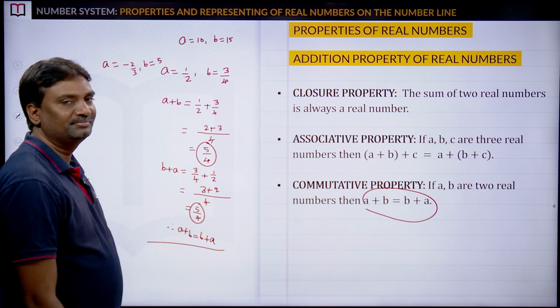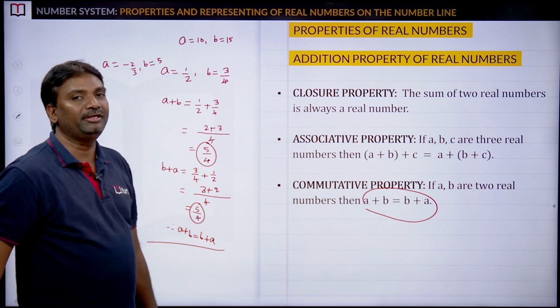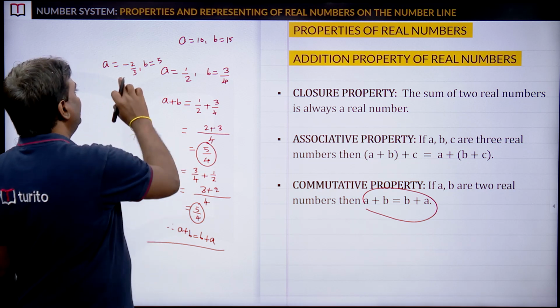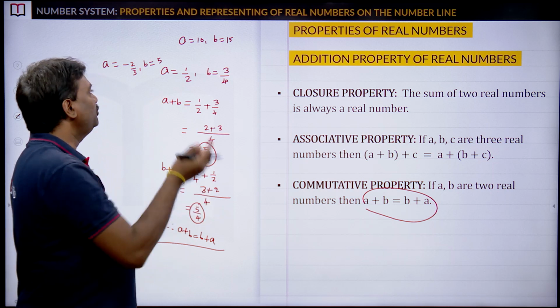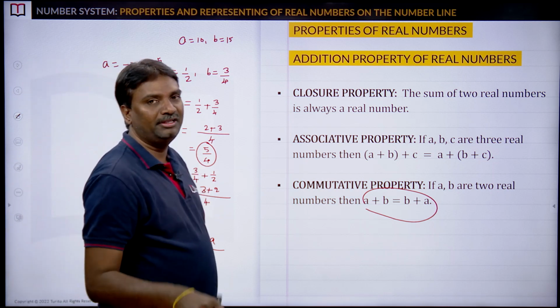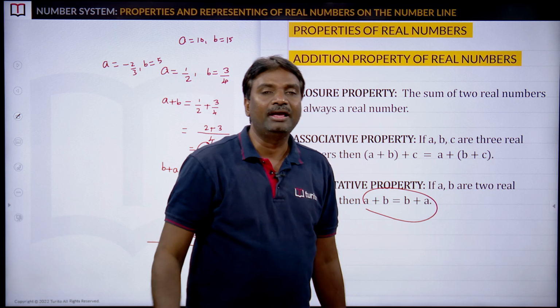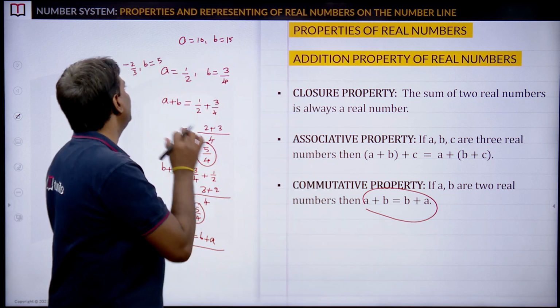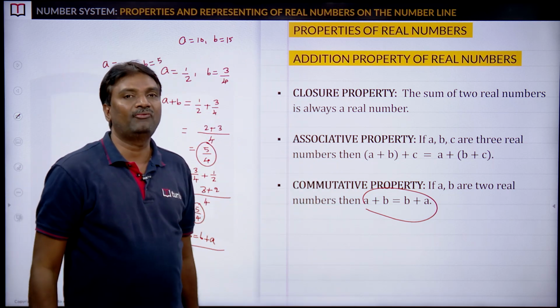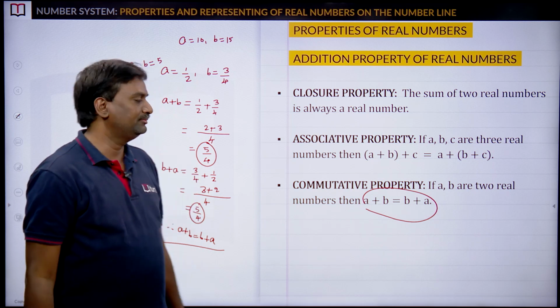Yes, very good. So, these two numbers follow the commutative property, minus 2 by 3 plus 5, and you can do 5 plus minus 2 by 3. In both cases after simplification you will get the same value. So that is why we can say these two numbers follow the commutative property.